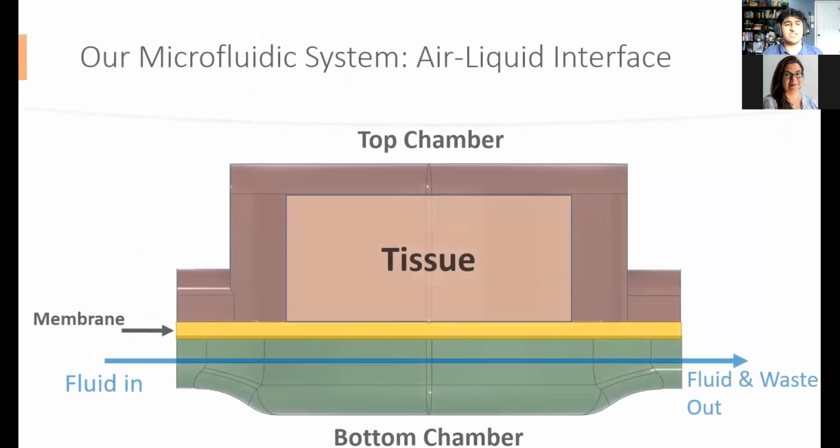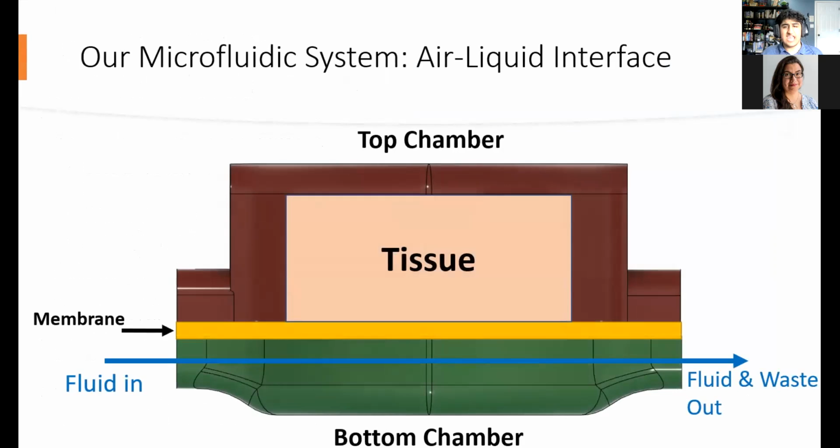But how do we establish an air-liquid interface in a microfluidic system? Well, we made a dual chamber chip, meaning this top chamber will be housing the tissue, and it'll be directly exposed to the air through these inlets on the left and right. And on the bottom chamber, we will flow the media, or the liquid aspect of the air-liquid interface, from pumps.